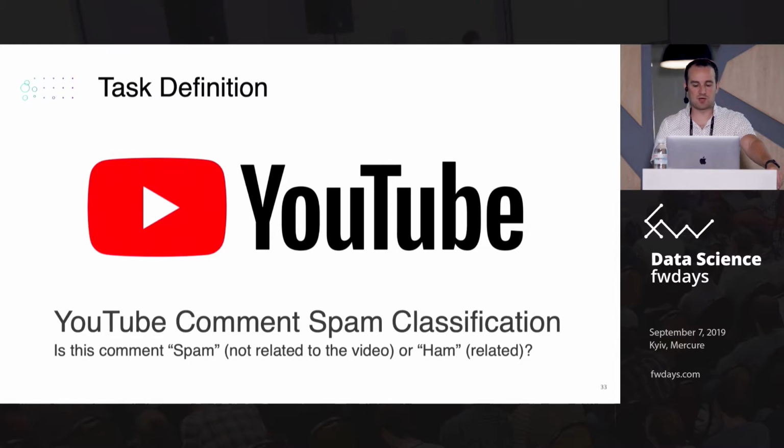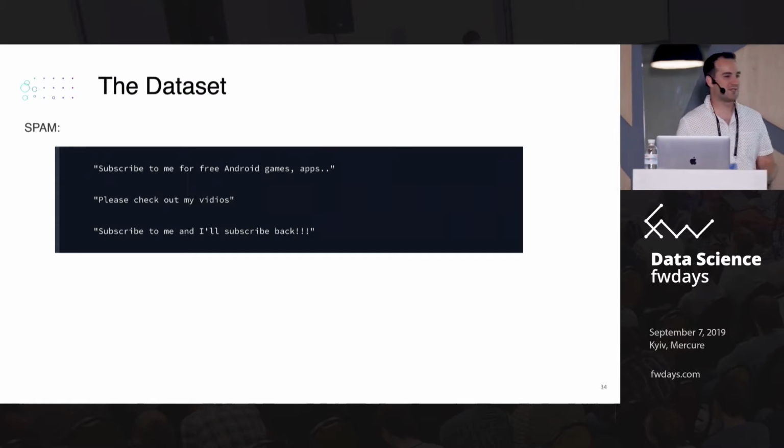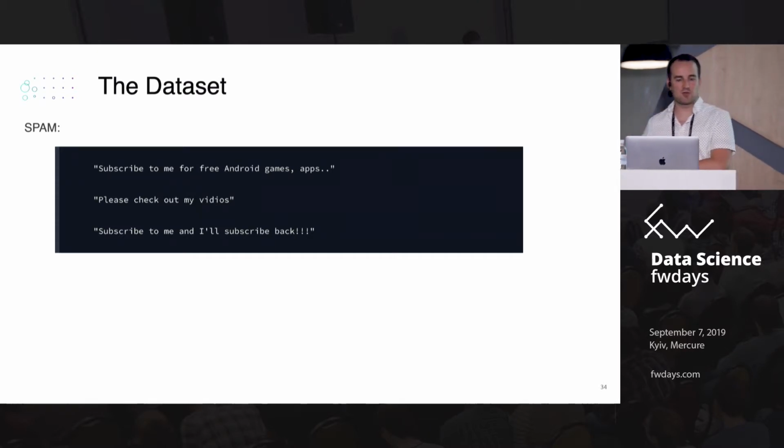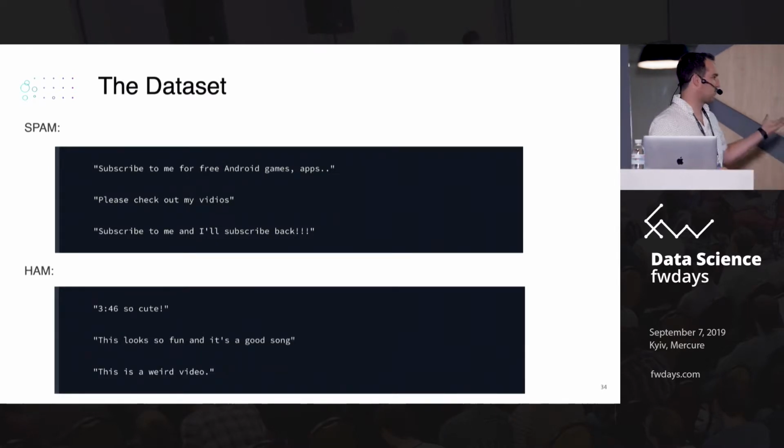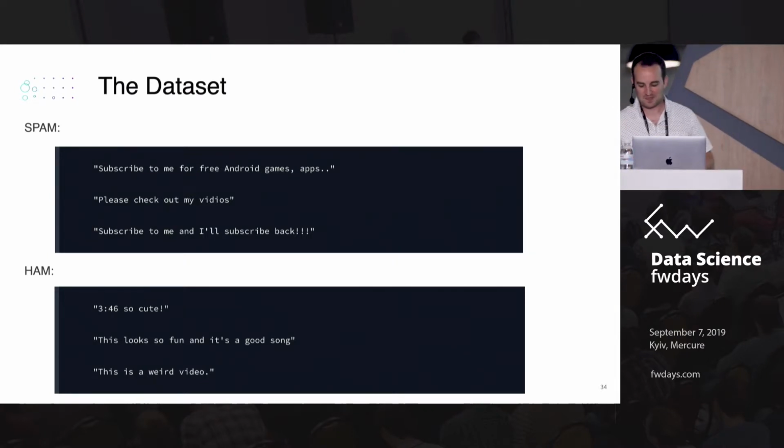And spam comments are not necessarily dumb comments, just ones that aren't related to the video. So here's some examples of spam that we saw in the data set. It's often people asking for you to come subscribe to their channel or look at their video, something not related to the current video that we're on. And ham comments are things more commenting on, I love this song, I love what happens at 346, this is so cute, things like that.